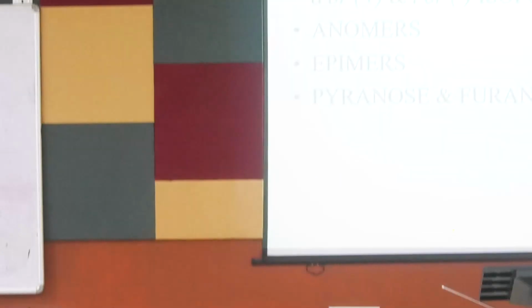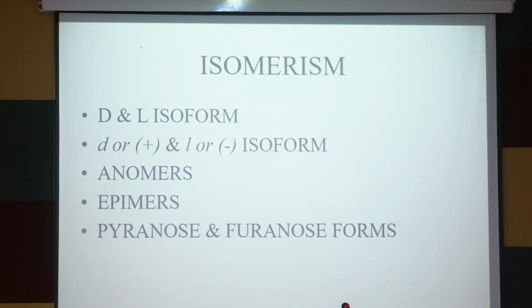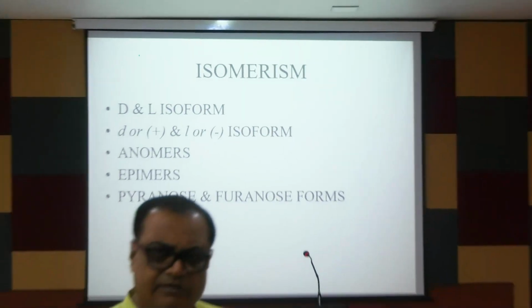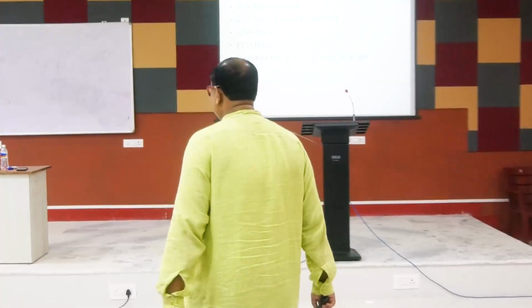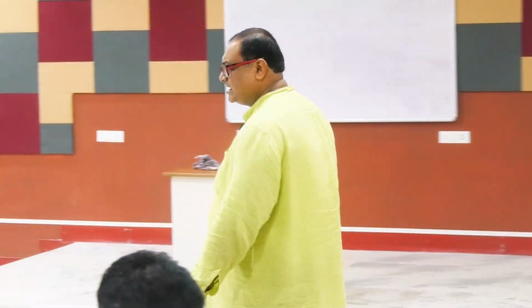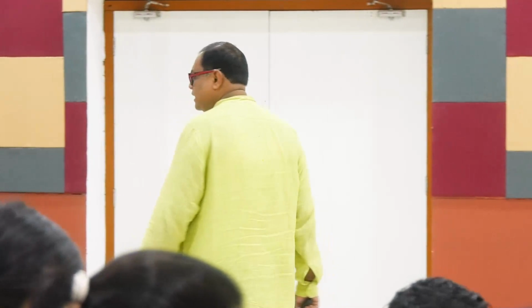Now regarding isomerism, these 5 forms we must remember. At least you can write as many as possible, but these 5 should be sufficient to get you good marks, if you can explain these terms under the heading of isomerism of carbohydrate. Clear? First one, D and L isomers. Second one, small d or plus and small l or negative. Third one, anomerism. Fourth one, epimerism. And fifth one, pyranose and furanose forms. Right?